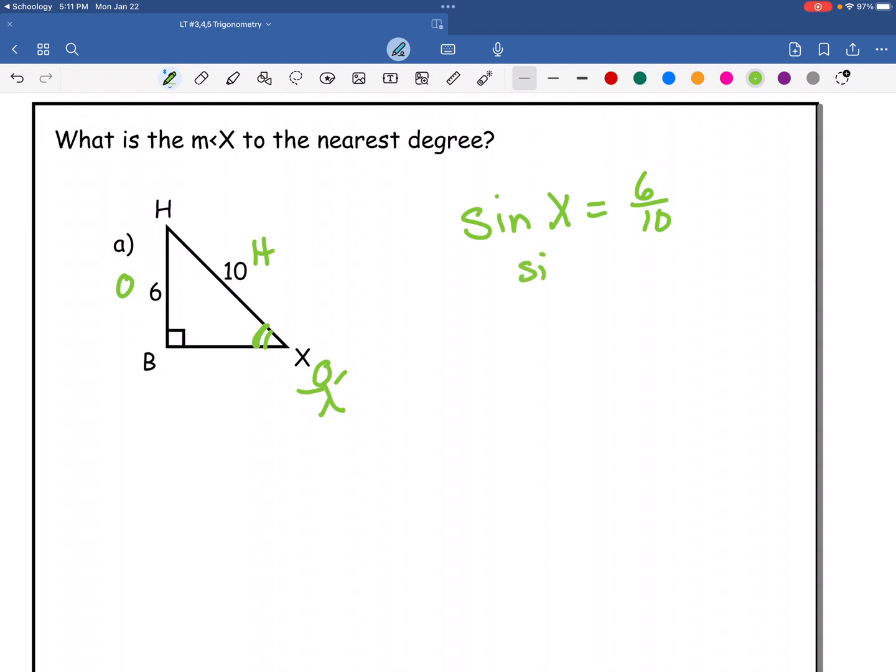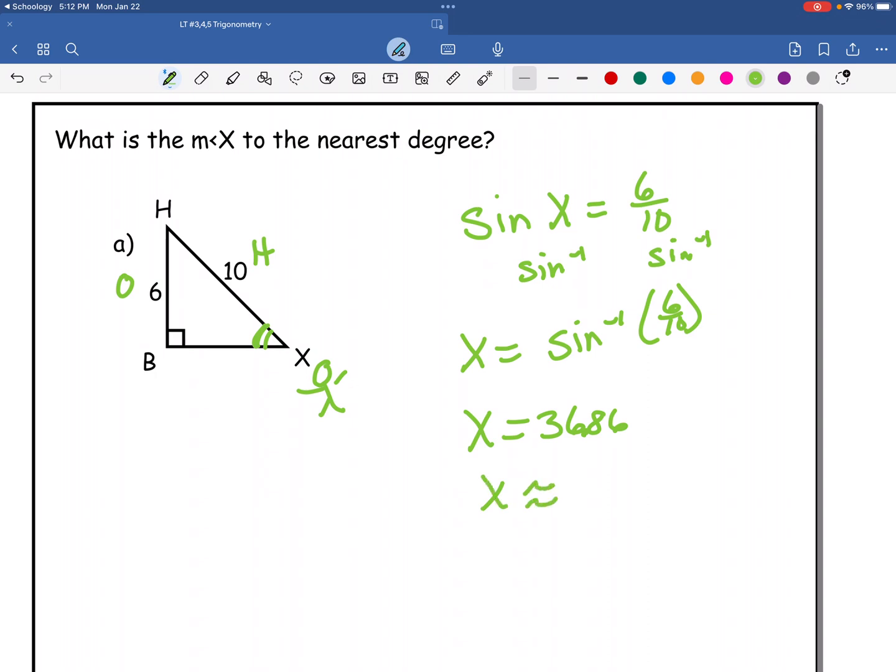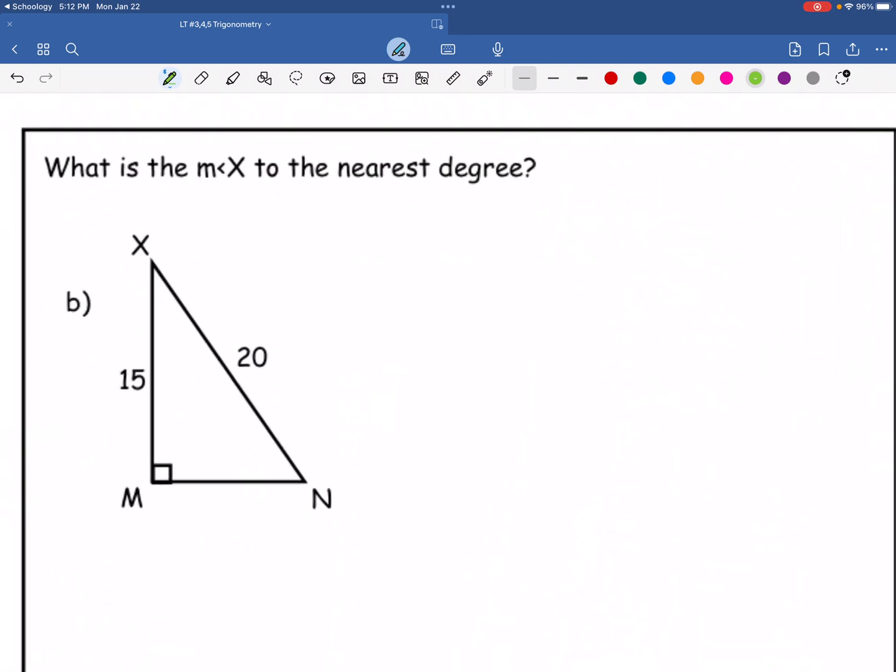And the way that you do that is you take the inverse sine of both sides. So that's sine to the -1. So inverse sine of 6/10. Now you'll see on your calculator, if you do second function sine, that you get the inverse sine. It's sine to the -1. And then you type in 6 divided by 10, and you get that x, the angle measure, is 36.86. We want to round to the nearest degree, so x is approximately 37 degrees. That's how you get an angle measure. You do the inverse.